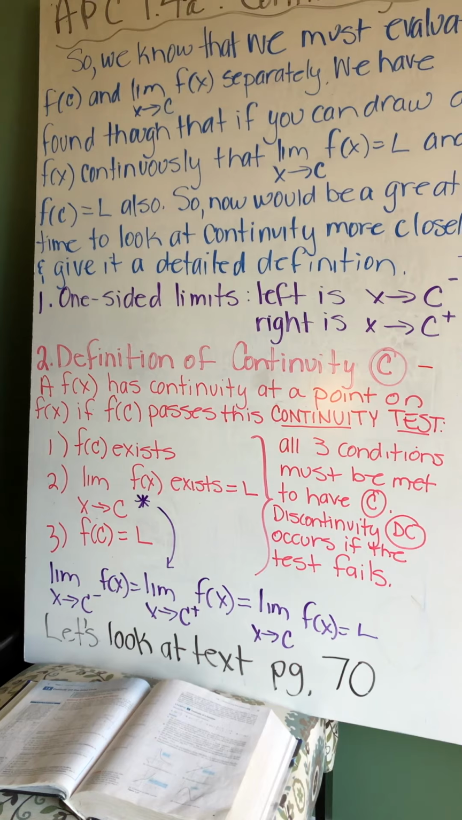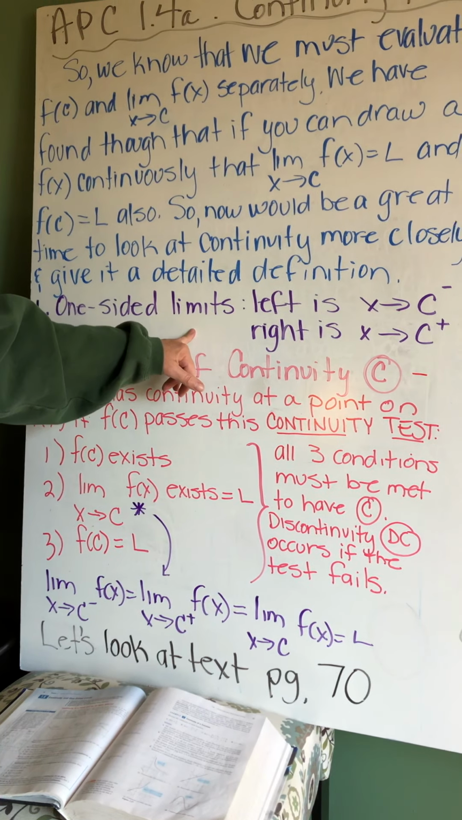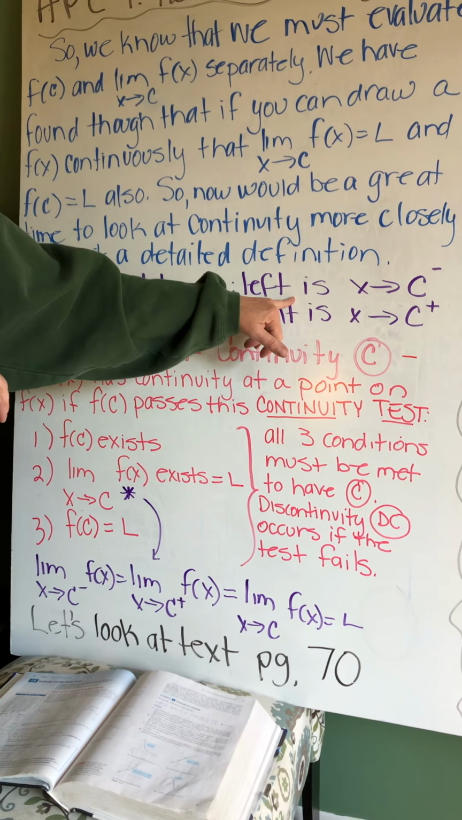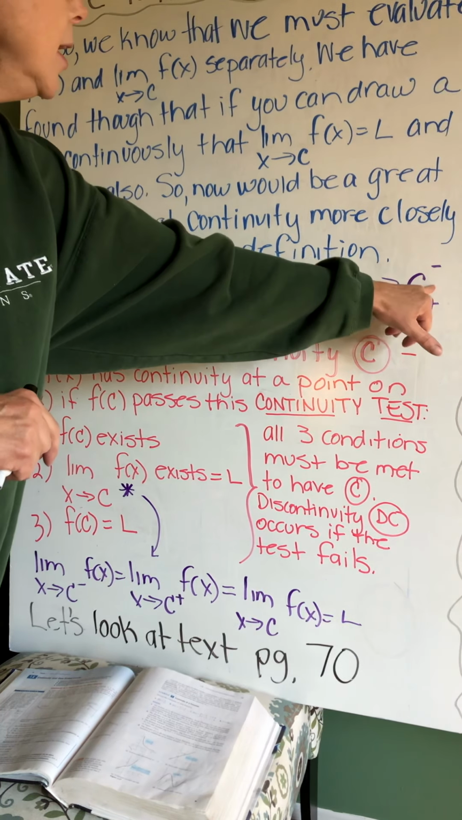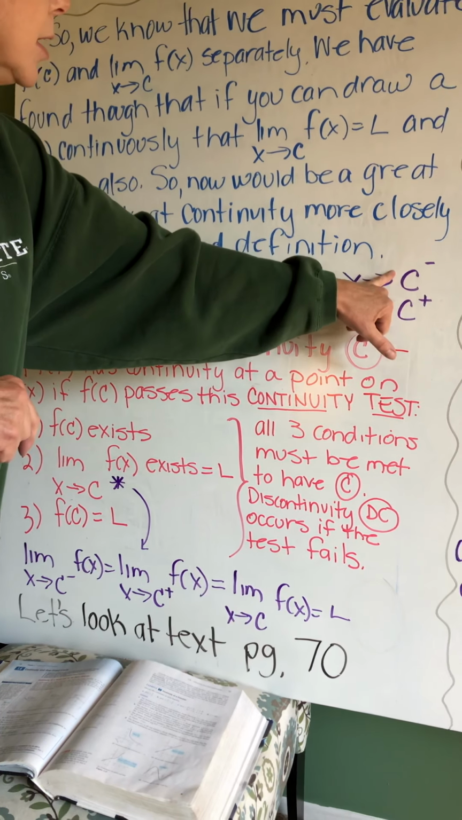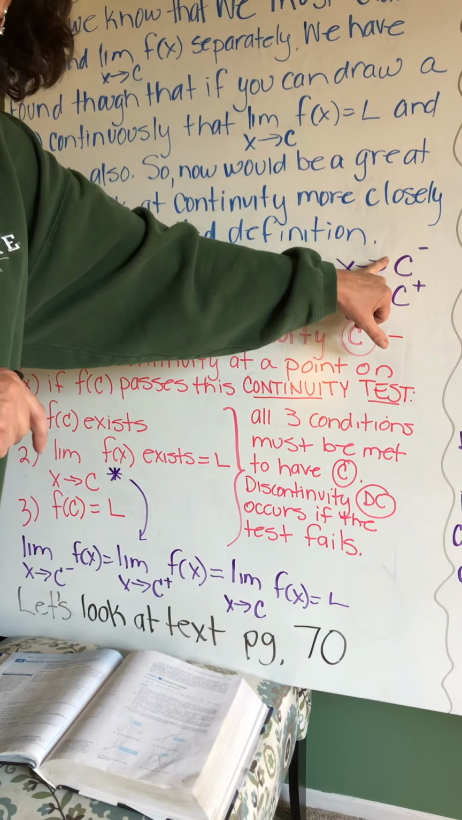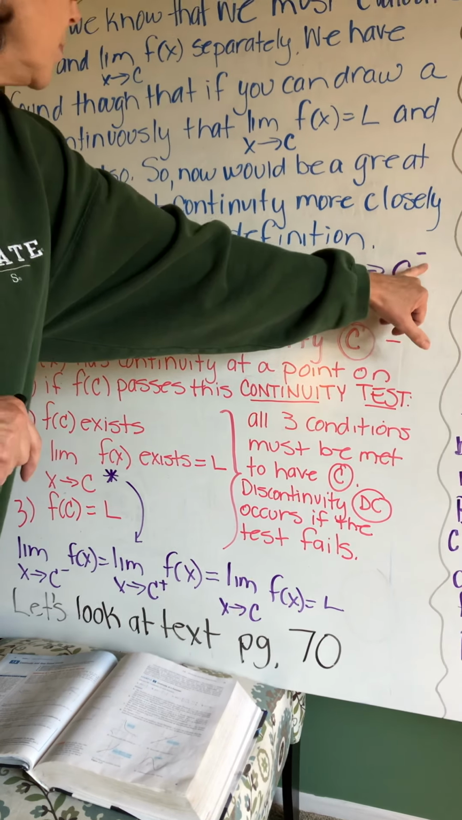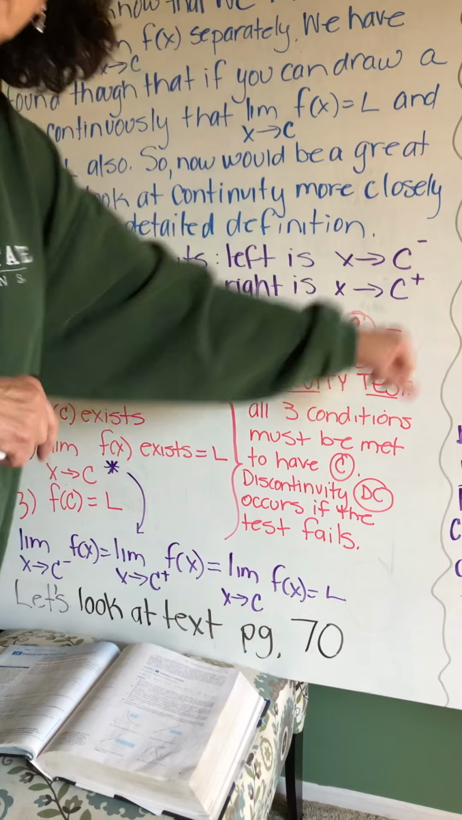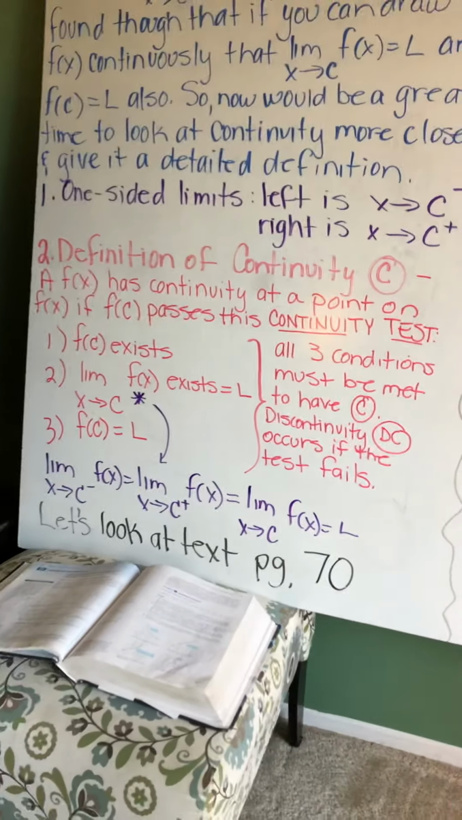So the first thing we need to talk about is one-sided limits. That is, x approaches c from the left would be x approaches c with an exponent of a negative. Of course, we wouldn't put it in front of the c because then it looks like a negative value. This is from the left. And right is as x approaches c from the right with a little plus sign in that exponent position.